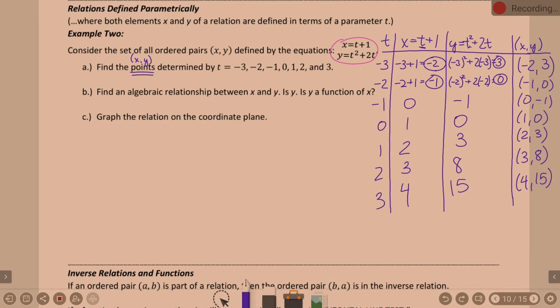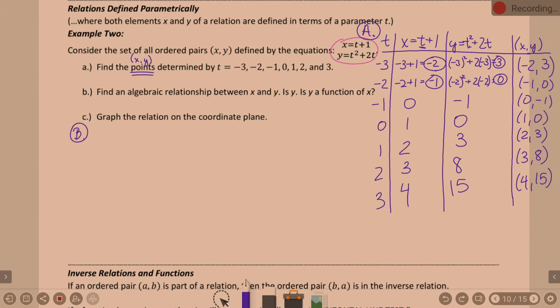Okay. Questions on that part? We're asked to find the points. It defines the information for us, so we did just that. That was part A. Not that you'd have to set a table up, but I feel like the table is the easiest part to do. Okay, let's try part B then, if you're ready.